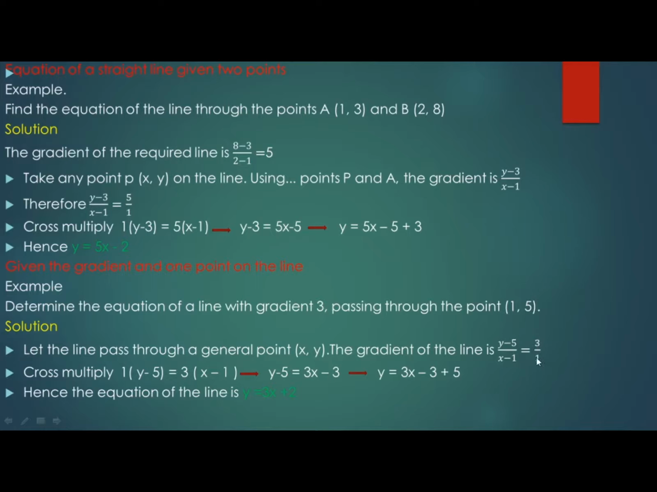You cross multiply, it will be 1 into y minus 5 equals 3 into x minus 1. Which, when you open the bracket, will be y minus 5 equals 3x minus 3. Whereby you put like terms together, we shall have y equals 3x minus 3 plus 5. Hence, y equals 3x plus 2 is our equation. It is in the form y equals mx plus c. Always remember to put it in that form unless told otherwise.